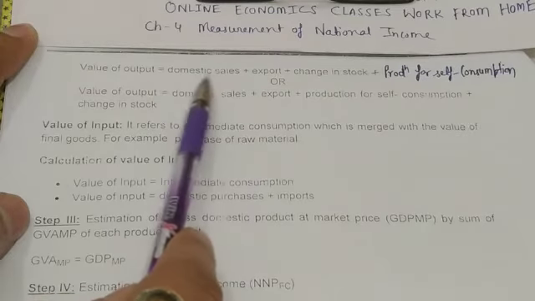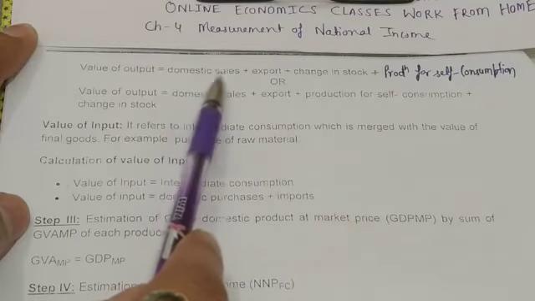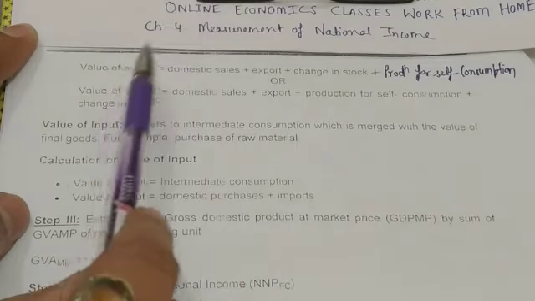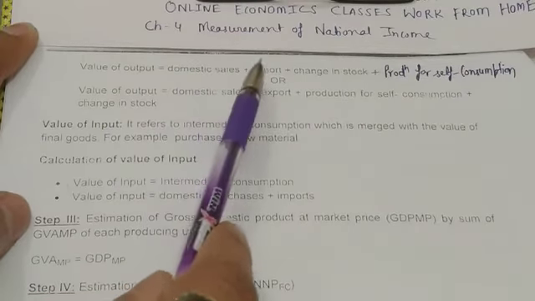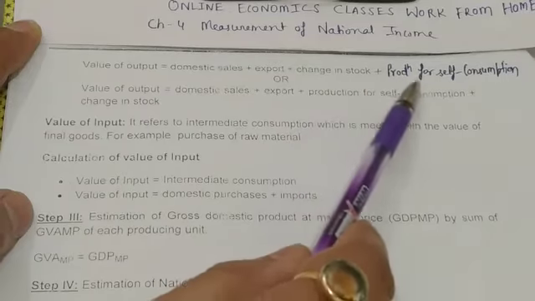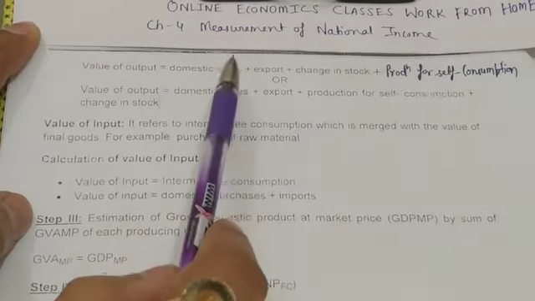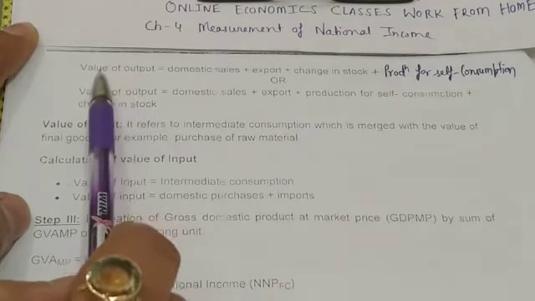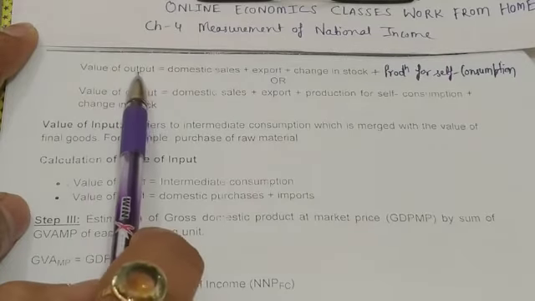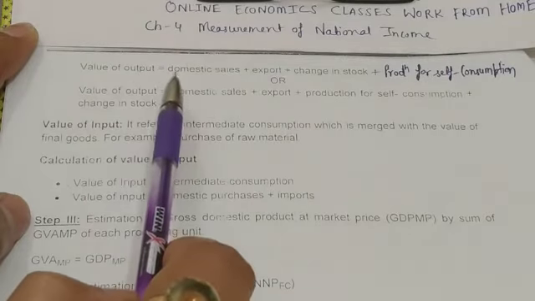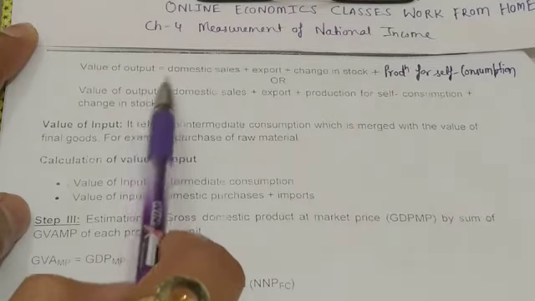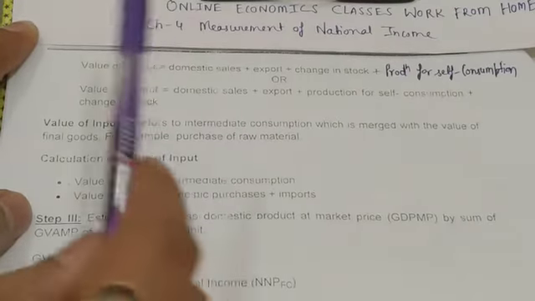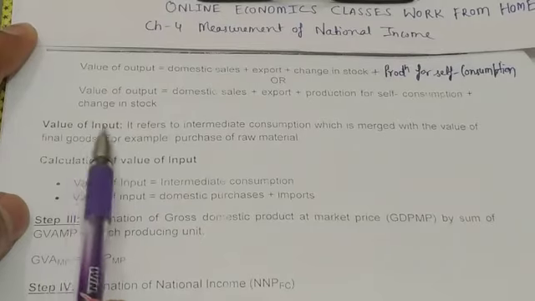So now this is the new derivative formula from the original formula. Value of output is equal to domestic sales plus export plus change in stock plus production for self consumption. I hope all of you have understood the meaning of value of output and its formula. My dear students, both are the same, so don't get confused.